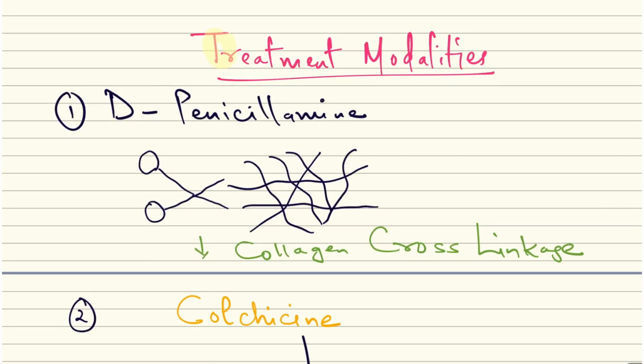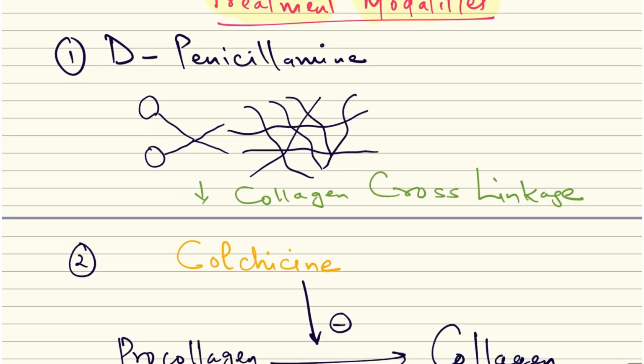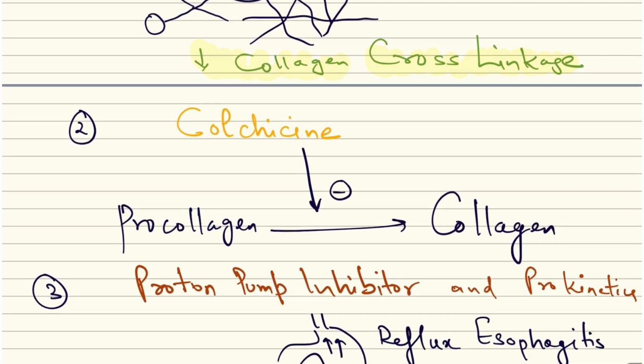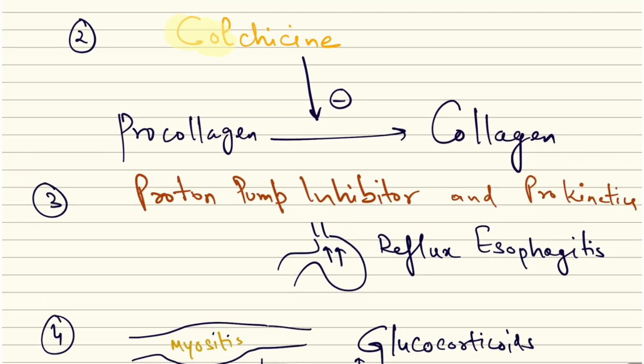Now we will see what are the treatment modalities available for systemic sclerosis. We have drugs like D-penicillamine. What these drugs do is decrease the collagen cross-linkage, since collagen is the important culprit in systemic sclerosis, and D-penicillamine reduces the collagen cross-linking in these patients. We can also use a drug like colchicine. What does colchicine do? It will inhibit the conversion of procollagen to collagen. So collagen is not formed, and it is unable to get deposited in the tissues.